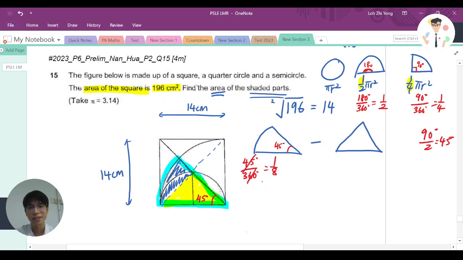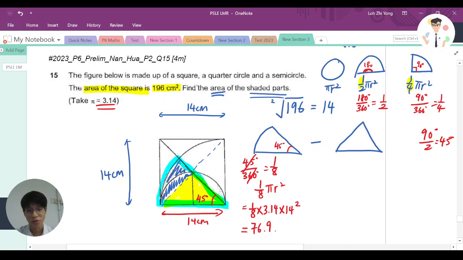So I can say this is 1 over 8 of pi r squared. So 1 over 8 times pi. What is my pi? 3.14. But what is my radius? Again, here is 14 cm, so I know here is also 14 cm. Times 14 times 14, or I just put a square. So it would be 76.93 cm squared. Good.